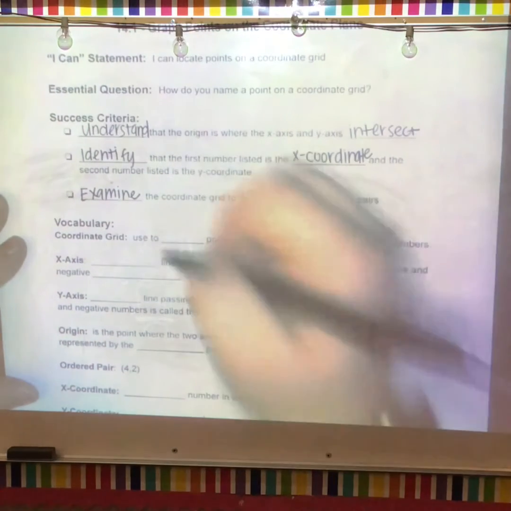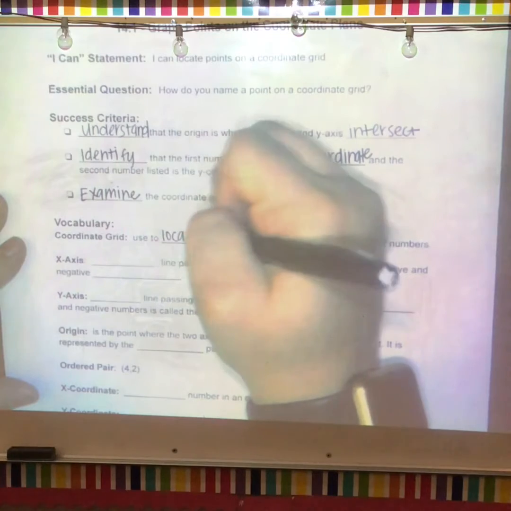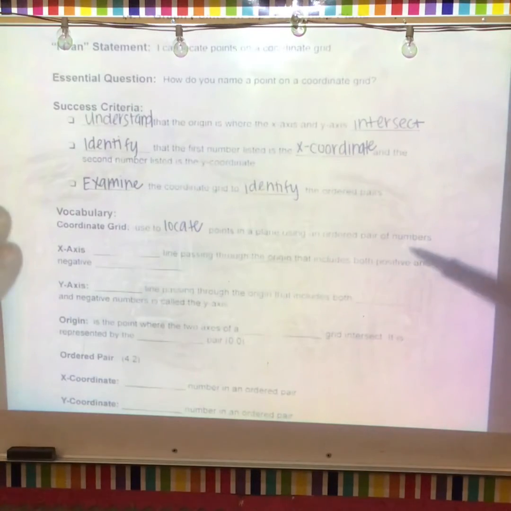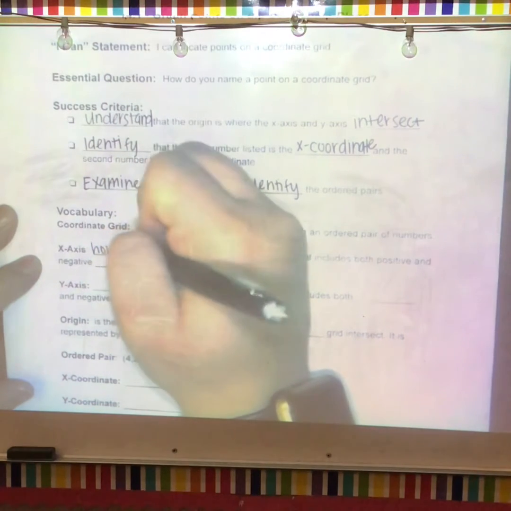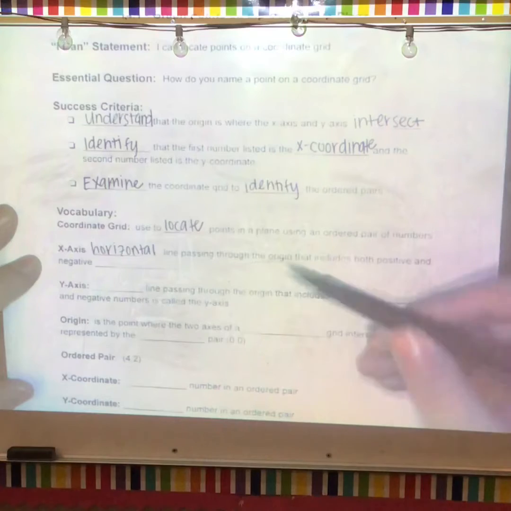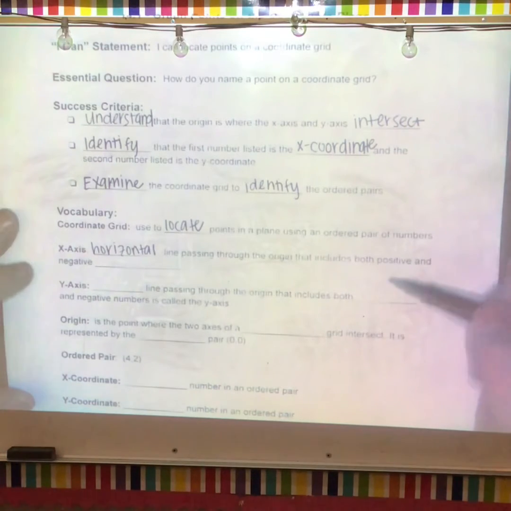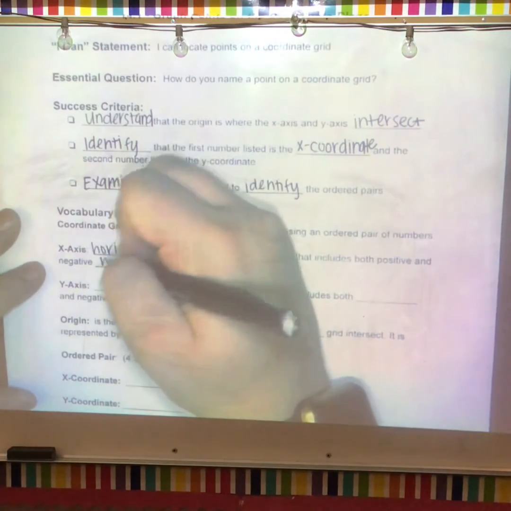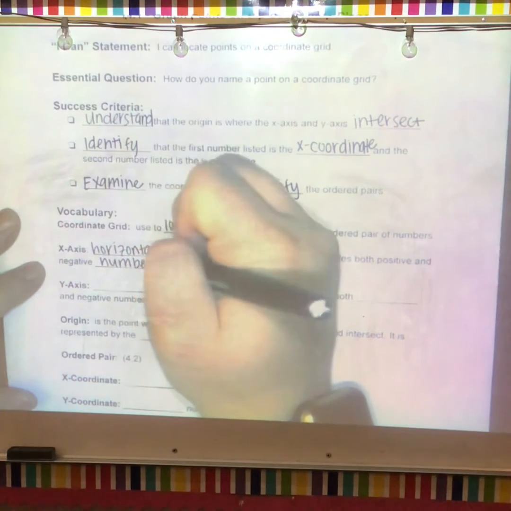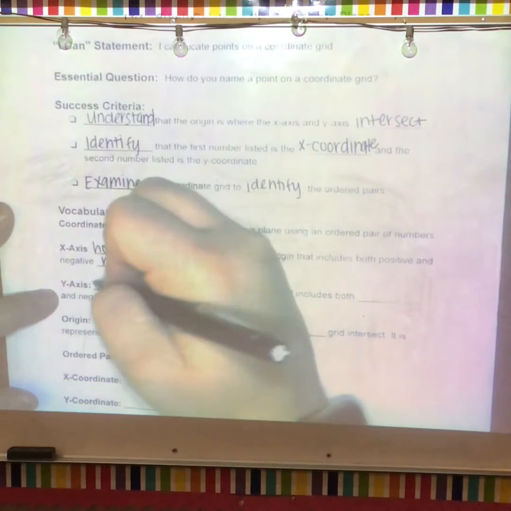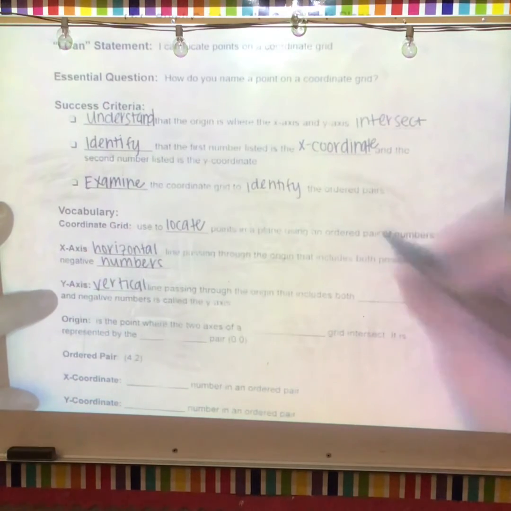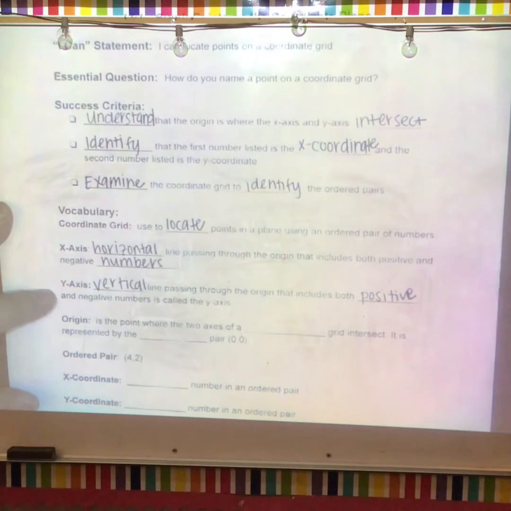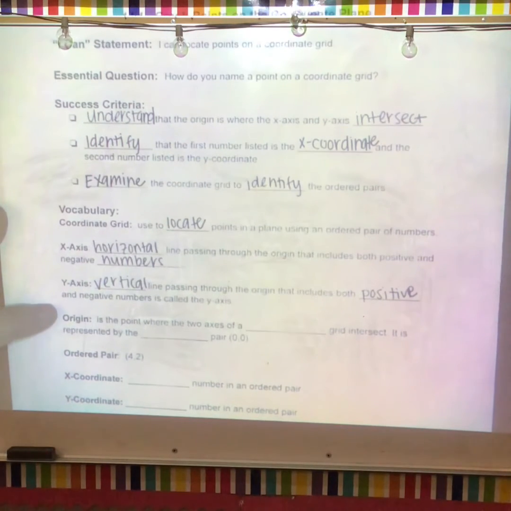Coordinate grid used to locate points on a plane using an ordered pair of numbers. X-axis is the horizontal line passing through the origin that includes both positive and negative numbers. Y-axis is the vertical line passing through the origin that includes both positive and negative numbers.